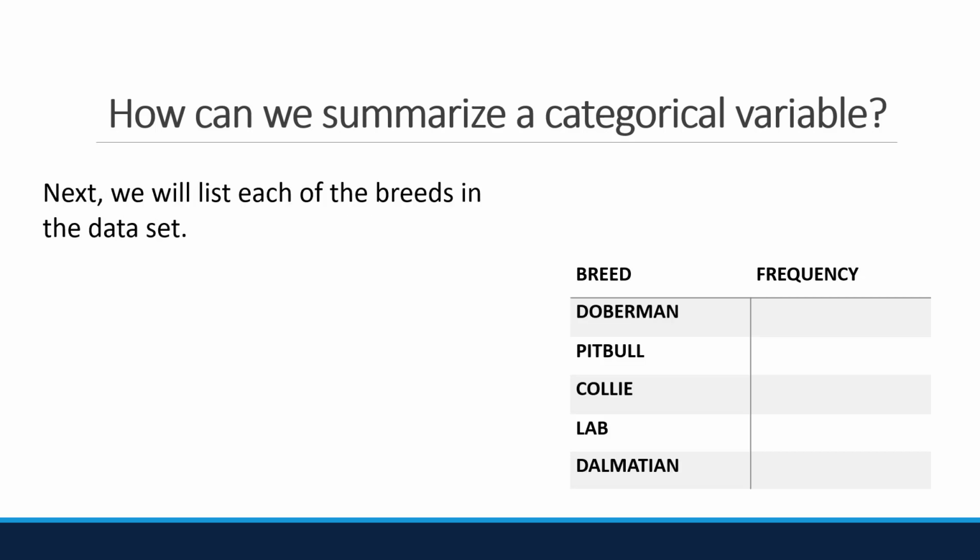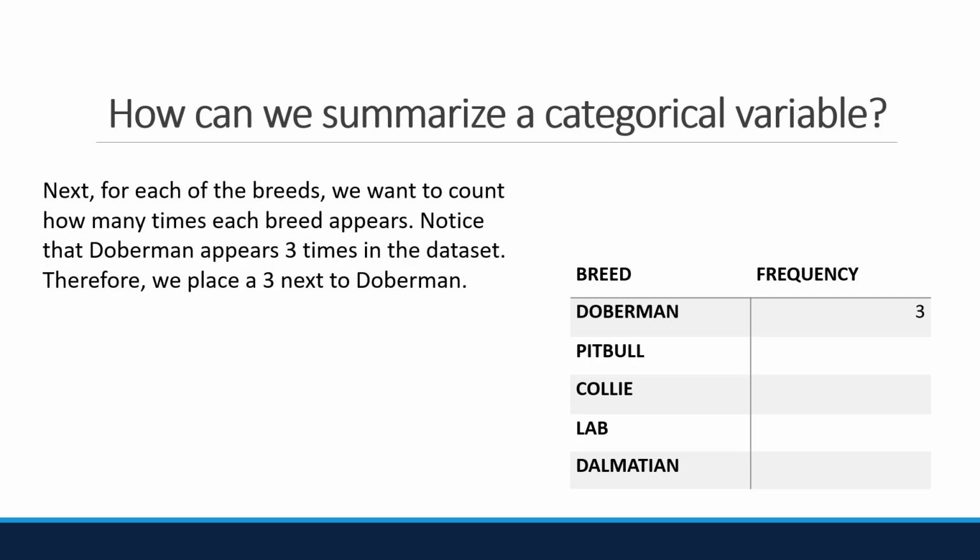Next, we will list each of the breeds in the data set. Next, for each of the breeds, we want to count how many times each breed appears. Notice that Doberman appears 3 times in the data set. Therefore, we place a 3 next to Doberman. Your turn. Pause the video and finish the frequency table. When you restart the video, we'll look at the solution.